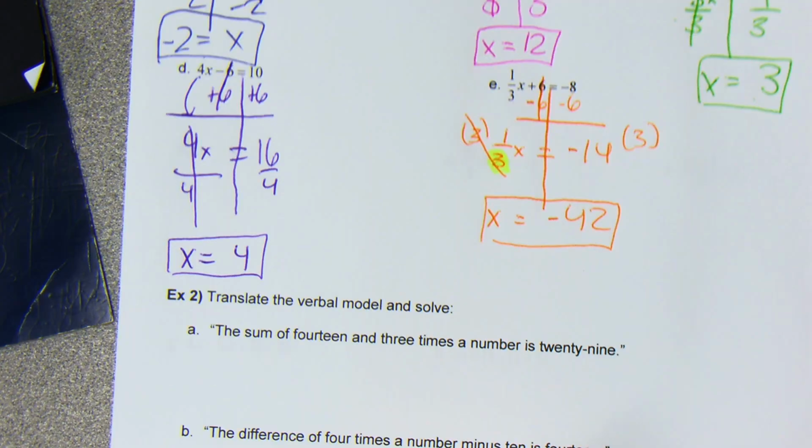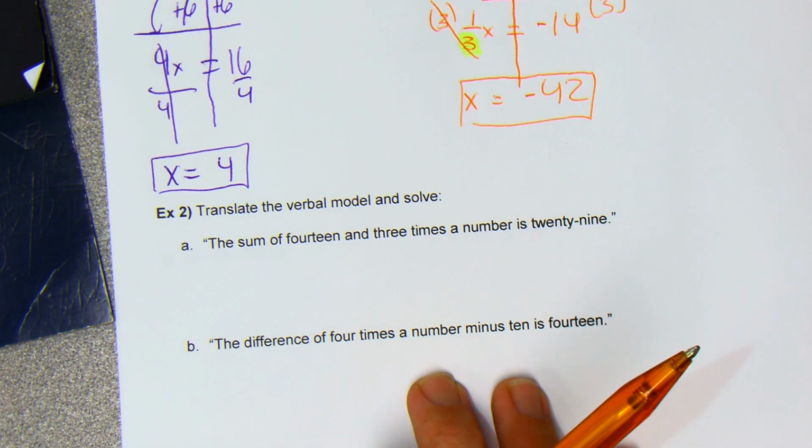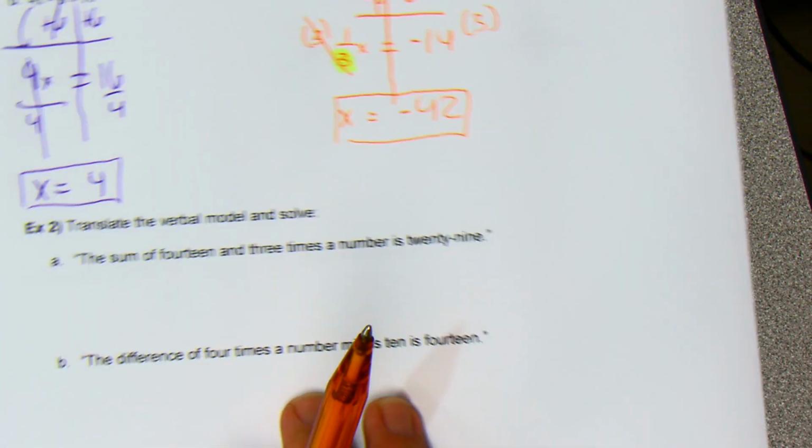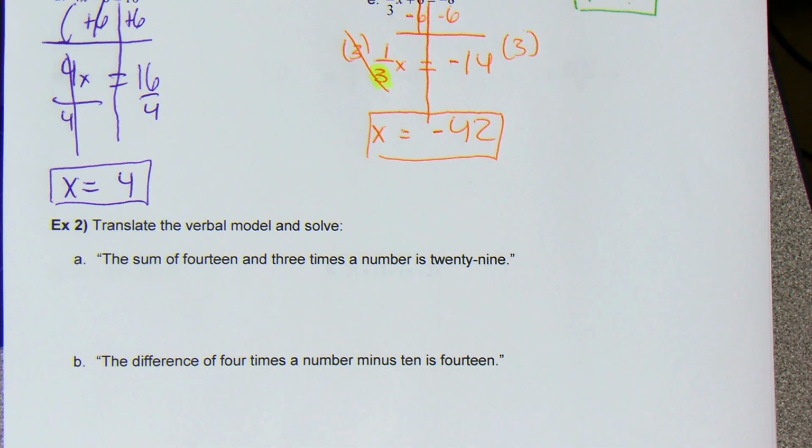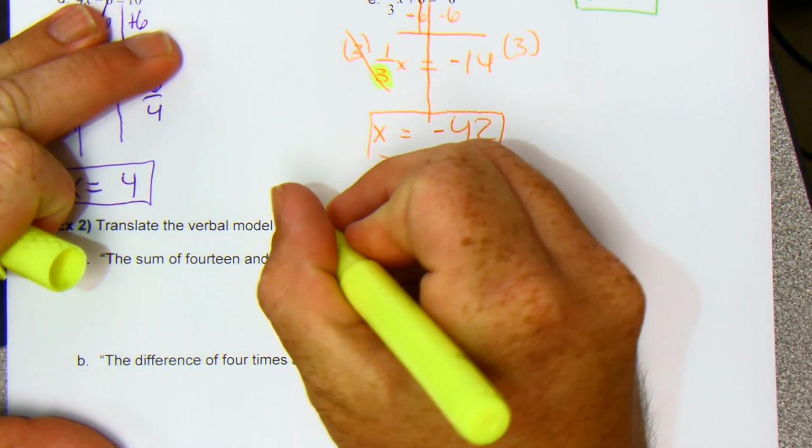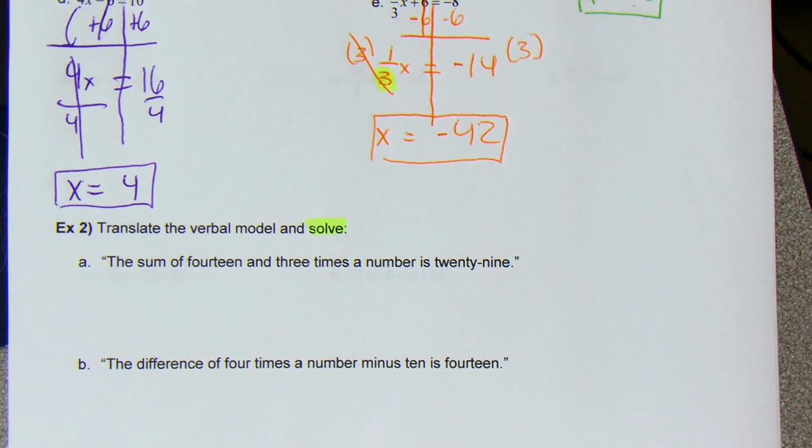Let's take a look at example 2. Example 2, we are translating again. It says translate the verbal model and solve. Okay, so the biggest difference, just like yesterday, is we are solving after we translate the words into numbers. We are solving. Okay, so I want to start by my translation.